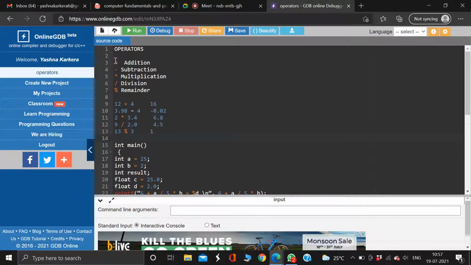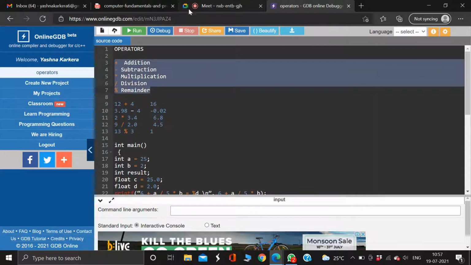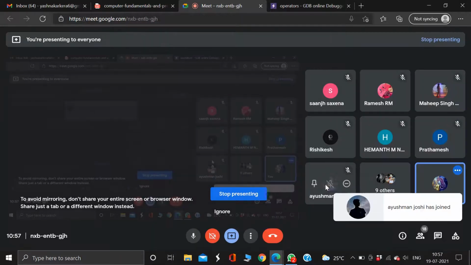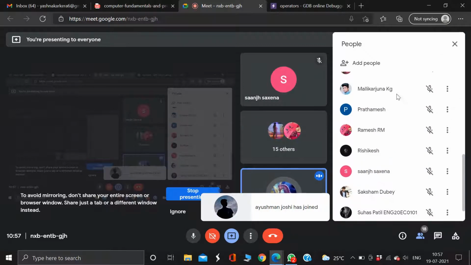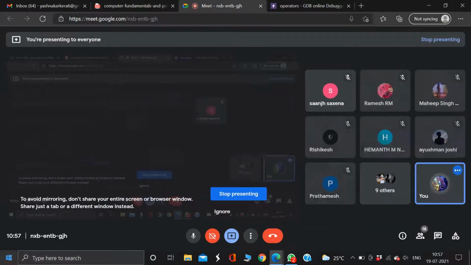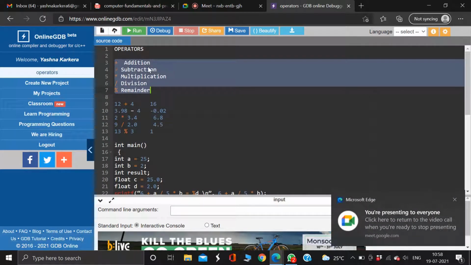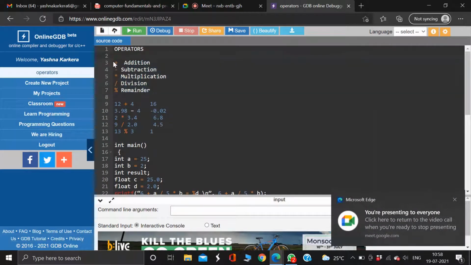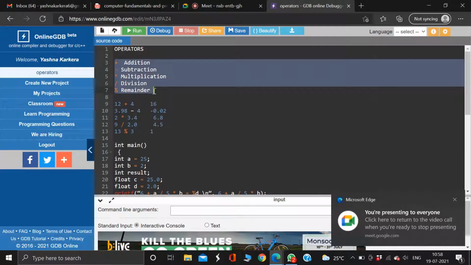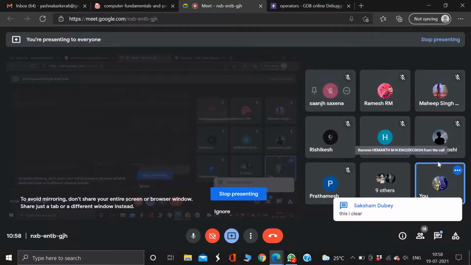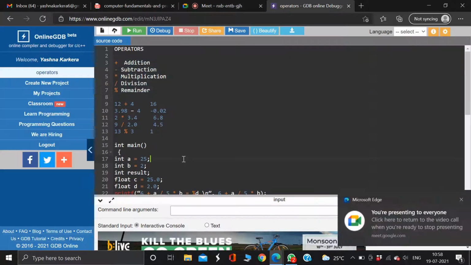So are these operators clear? Yeah. I hope it's clear for everyone, including Saksham, because Saksham specifically had a doubt in this. Saksham, is this clear? Operators, ये वाला इतना clear है? Is this much clear to you? Yeah, this is clear. Now I'll give you a question.